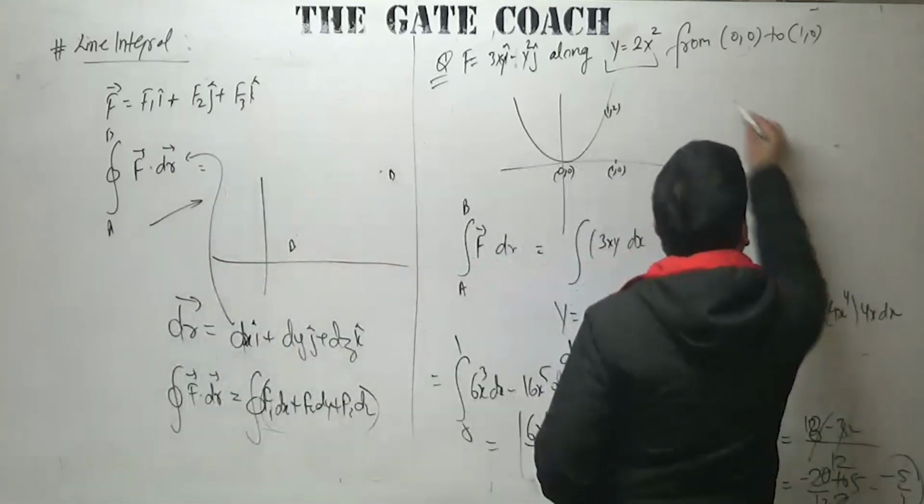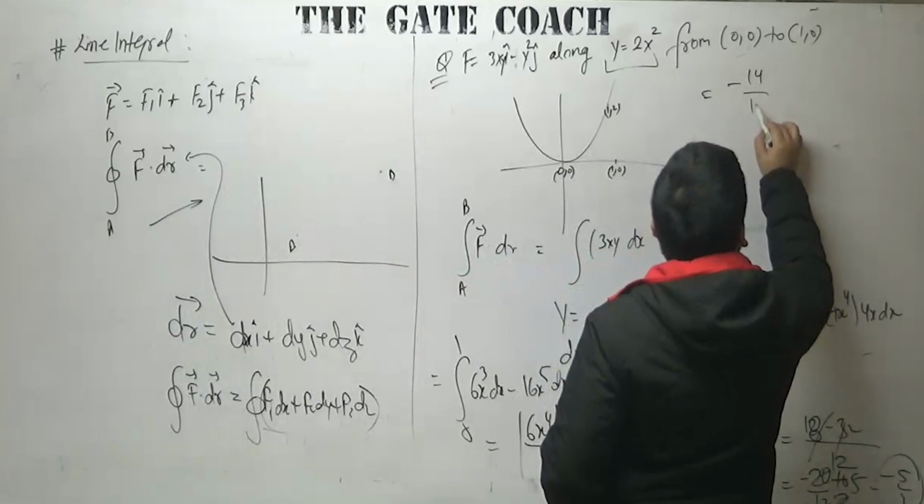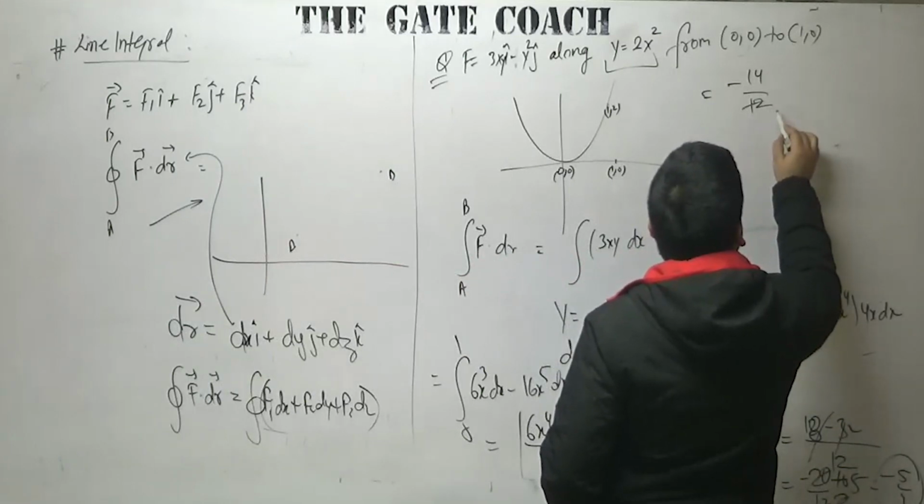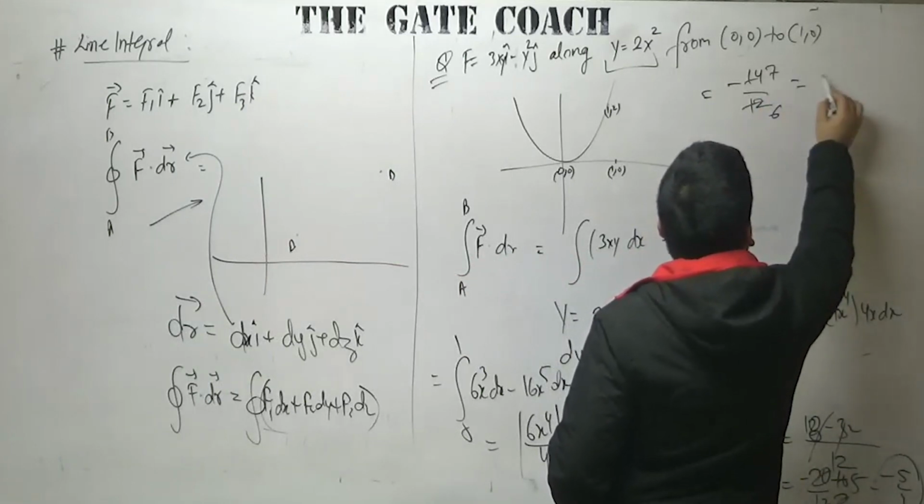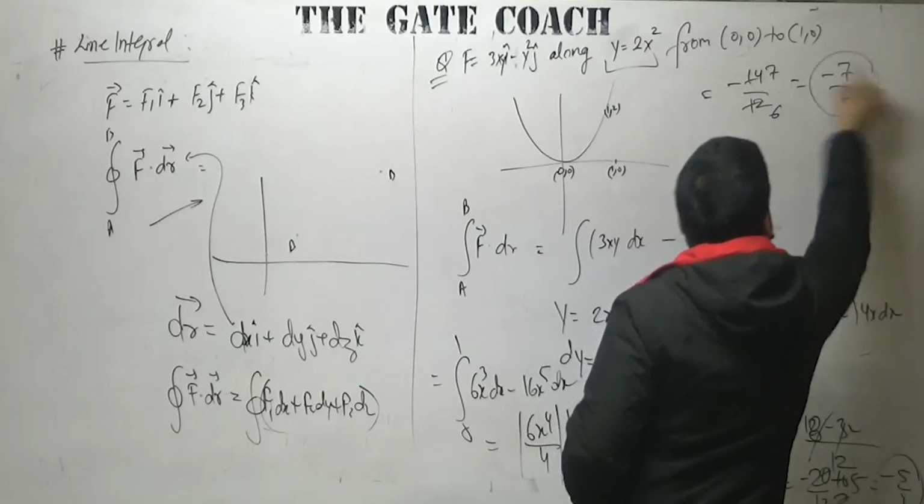There is some calculation mistake here. It will be minus 14 by 12. Minus 14 by 12 will be equal to 2 into 6 is 12, 2 into 7 is 14. That is minus 7 by 6, which will be the correct answer.